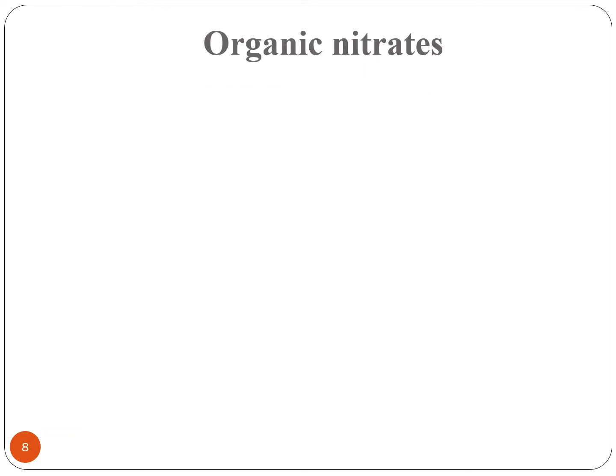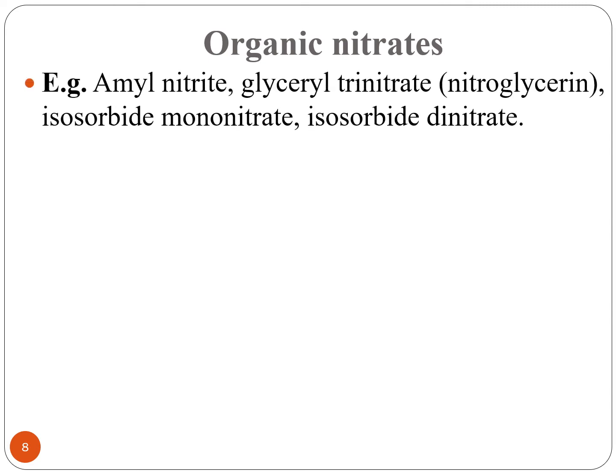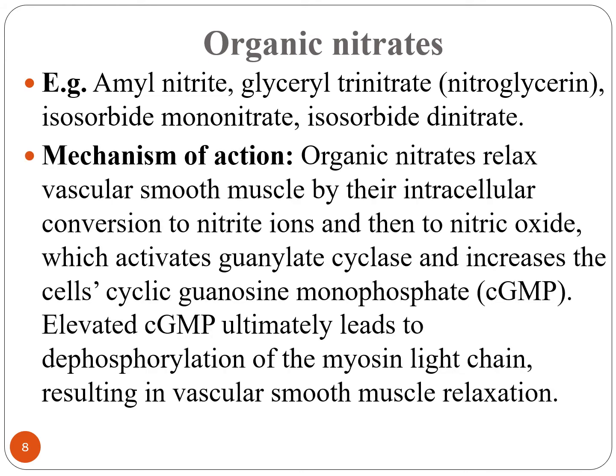First, we'll talk about the organic nitrates. Examples for organic nitrates, we have amyl nitrite, glyceryl trinitrate. الجليسرايل trinitrate ده عنده common name called nitroglycerin. We have also isosorbide mononitrate and isosorbide dinitrates. دي هم النيترات ال commonly used في ال clinical practice. The mechanism of action of nitrates.